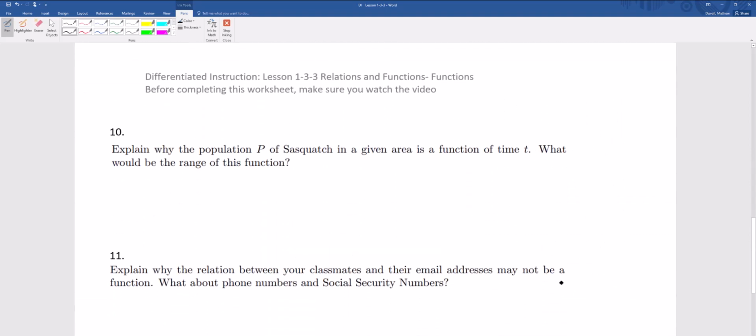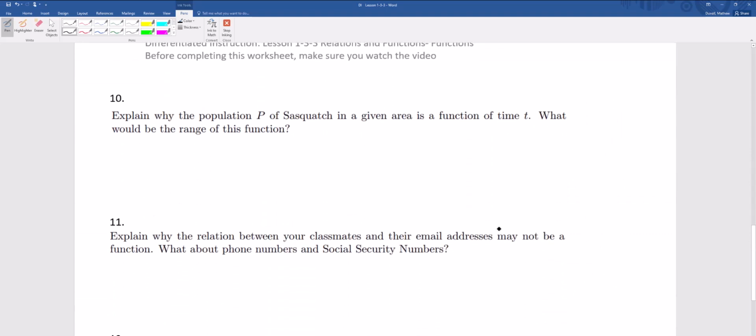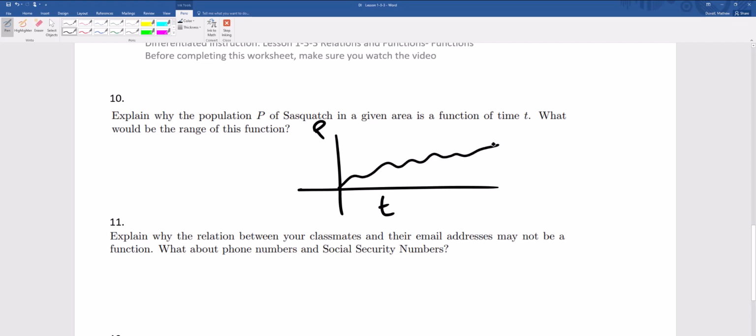Explain why the population P of Sasquatch in a given area is a function over time. What would be the range of this function? So let's kind of visualize it. So if this is time and this is my population, the reason why it would be a function is because over time, if the population were to increase, well, the population can't be two numbers simultaneously. Right? It's a specific number of people at a given time. So it would be impossible for it to be two different numbers, so therefore that's why it's a function.